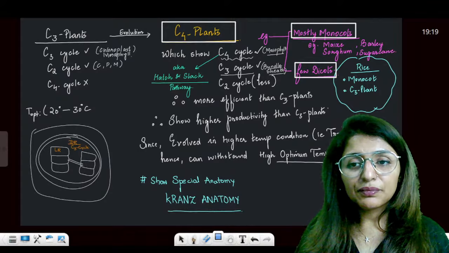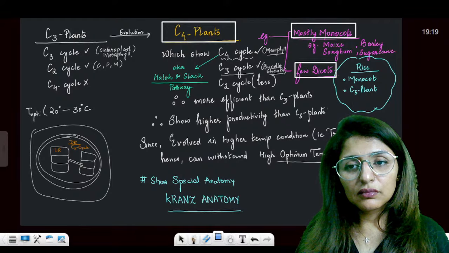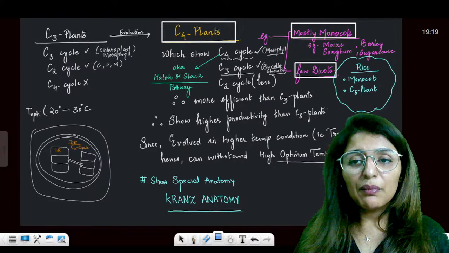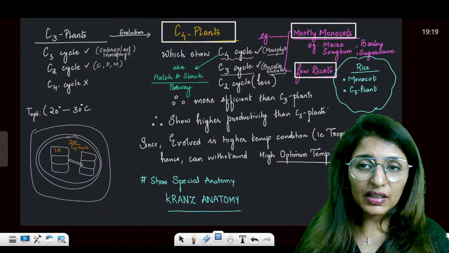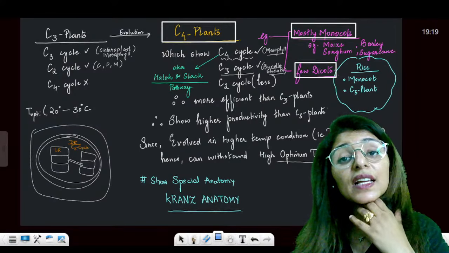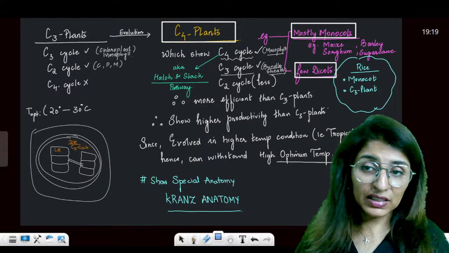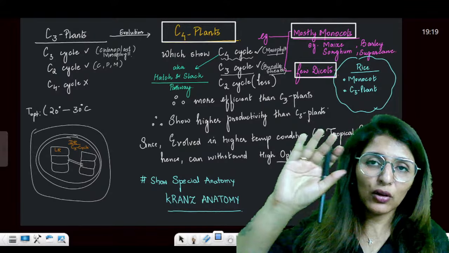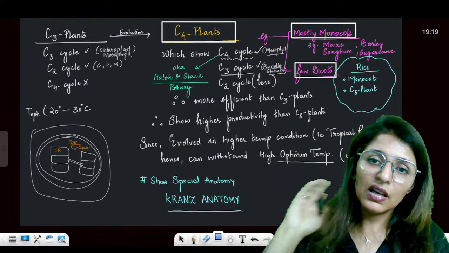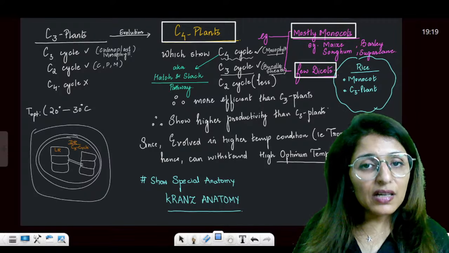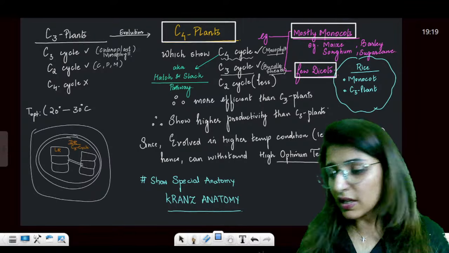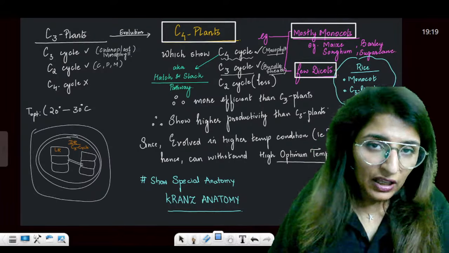For example, maize, barley, sorghum, sugarcane, these are all monocots. But remember, rice is also a monocot, but it is not a C4 plant. So it's not mandatory that all monocots will be C4 plants. Now, C4 plants being C4, it doesn't mean that the C3 cycle will not take place.